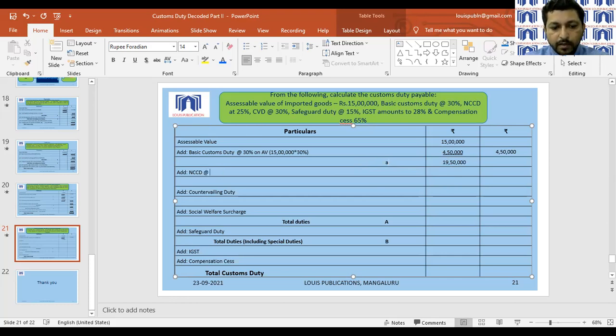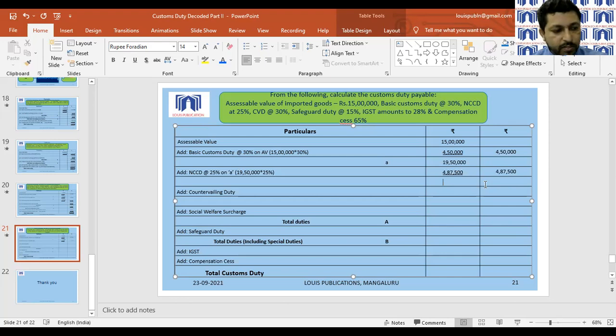NCCD at 25% on A. So let's calculate. A value is 19,50,000 into 25%. So I take 19,50,000 into 25%, which will give you 4,87,500. I write the same number here, 4,87,500, in the outer column.